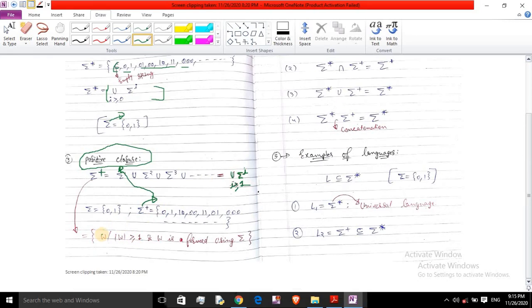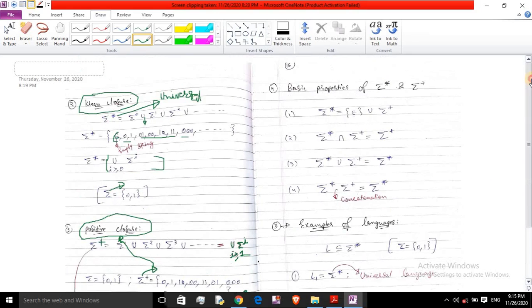How can we write it? There is a word w such that the length of the word is greater than or equal to 1, and w is a word formed using the input alphabet. This is the symbol for an input alphabet. It means how many symbols we have for a particular thing.